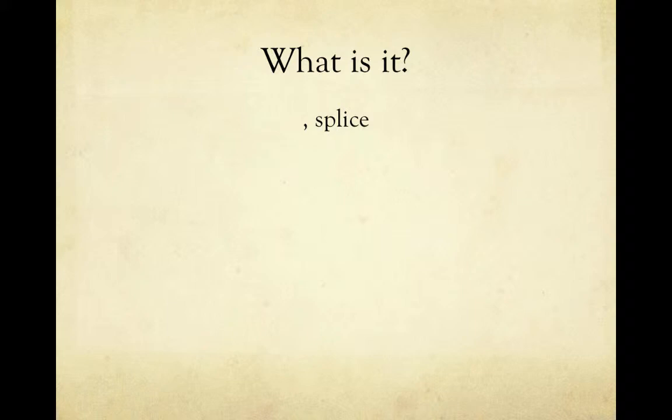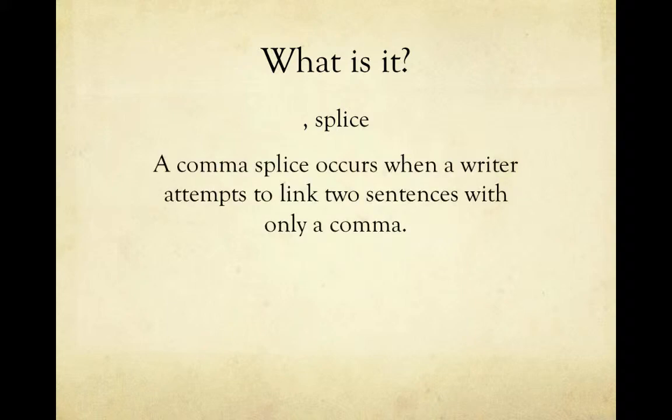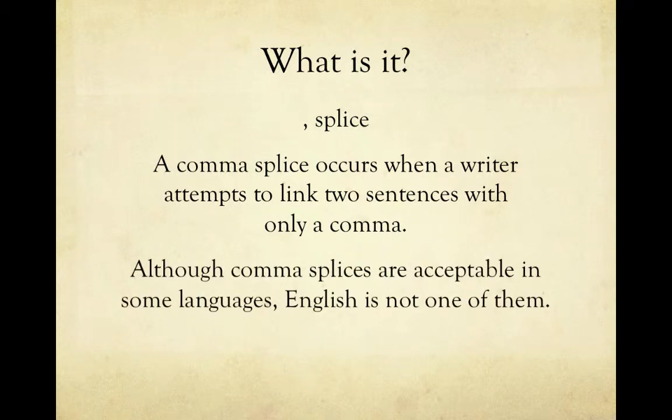A comma is a useful tool. It can do many things in an essay, but what it cannot do is separate two independent clauses. A comma splice occurs when a writer attempts to link two sentences with only a comma. Although comma splices are acceptable in some languages, English is not one of them.